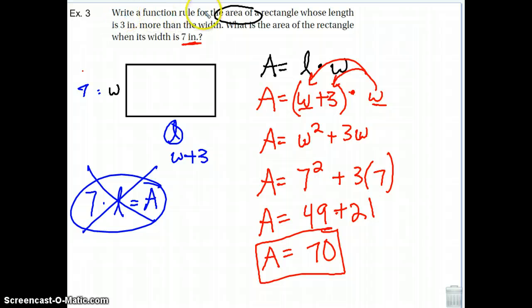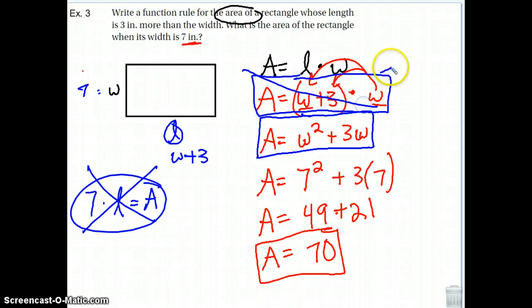So again, it says write a function rule for the area of a rectangle whose length is 3 inches more than its width. That was this part right here. A equals W squared plus 3W. Could you leave it like this? No. You need to distribute and simplify it to this. So this is the first part of our answer. Then it says what is the area of a rectangle when its width is 7 inches?